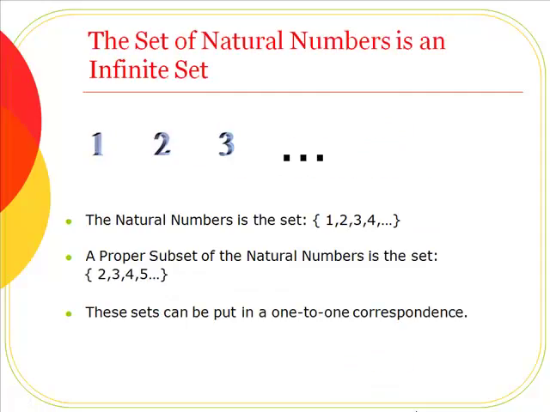Now, how do we actually do that? Okay, let's take the set of natural numbers, 1, 2, 3, 4, etc. A proper subset of the natural numbers, and you can pick any proper subset you like, I'm just going to pick the easiest one. I'm just going to leave 1 out: 2, 3, 4, 5, 6, etc. We can put these sets in a one-to-one correspondence.